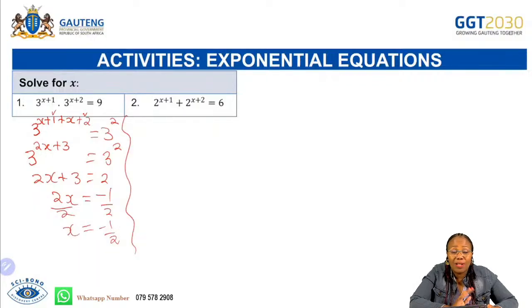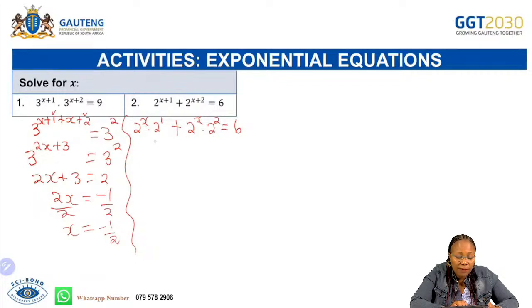Number 2 is an addition type. That means it's a common factor type. So we start by doing what? Separating the exponents. Do you see the methods are not the same, grade 12? 2 to the power x and 2 to the power 2. And then we leave this 6 as it is. We'll attend to that later on.